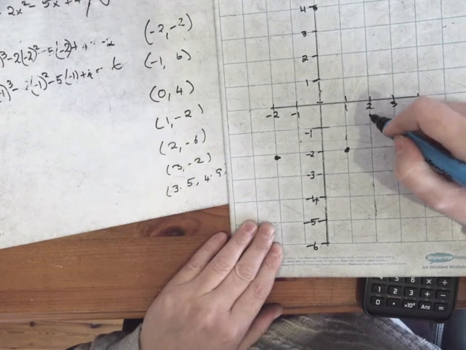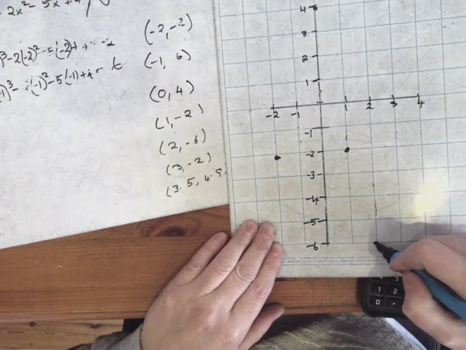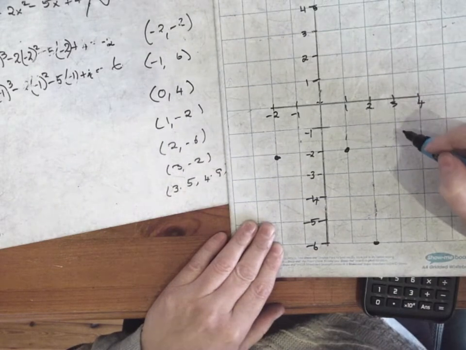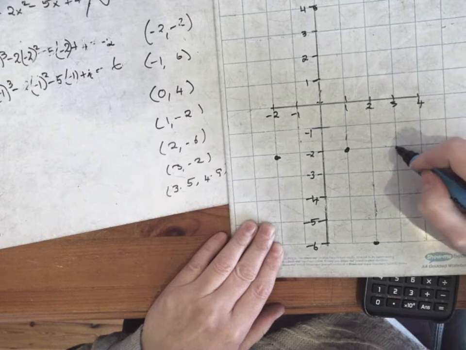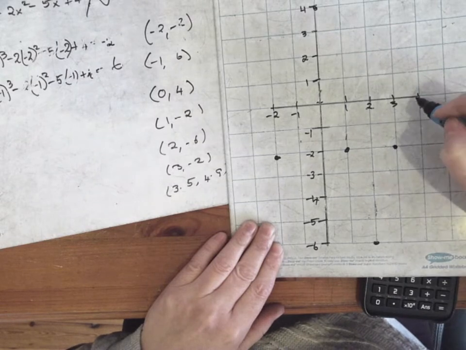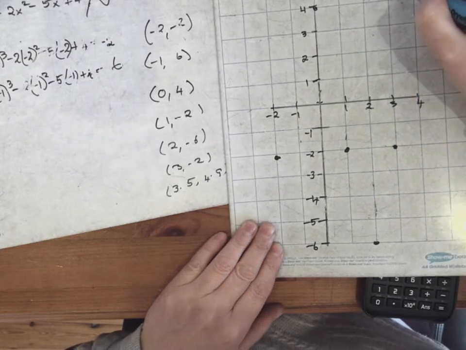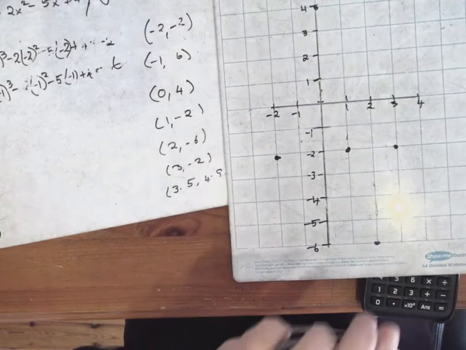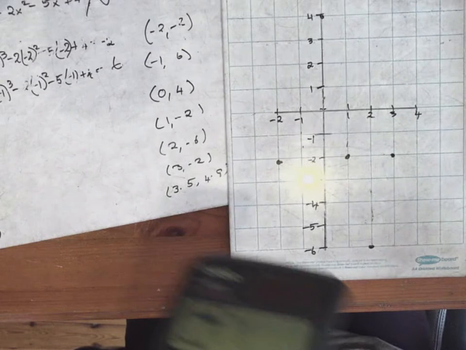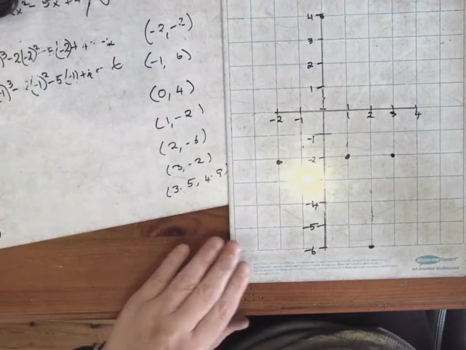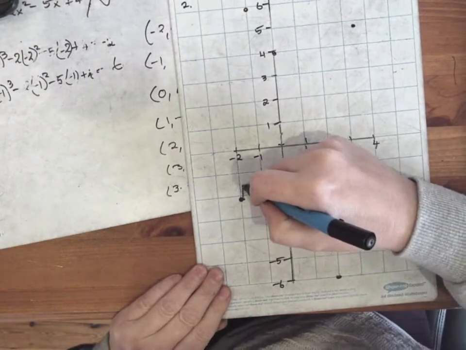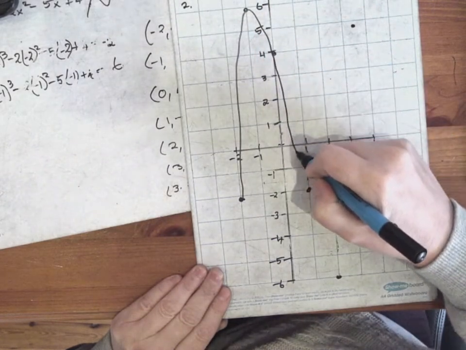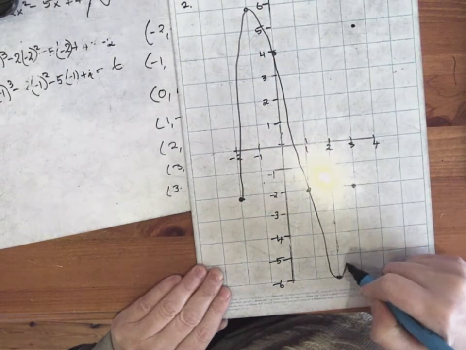Across 2, down to minus 6. Across 3, across 3 to minus 2. And then I have 3.5 is 4.9. Okay? Right, and you're just estimating that as best you can. Okay, so then graphing, so up we go, turn around, all the way down, and back up again.